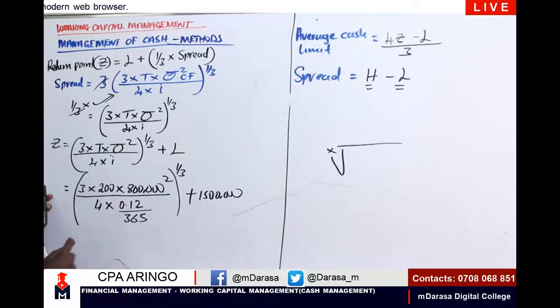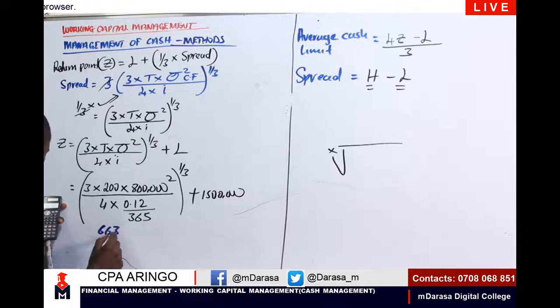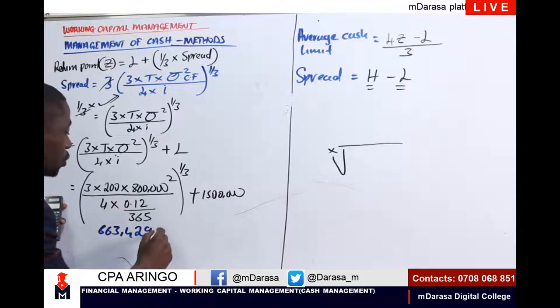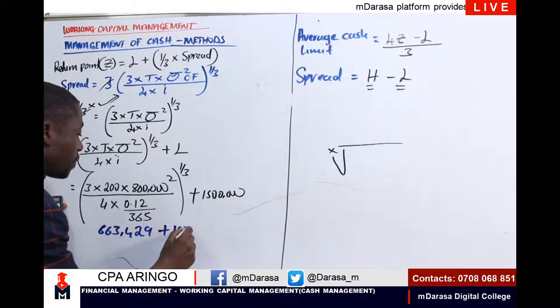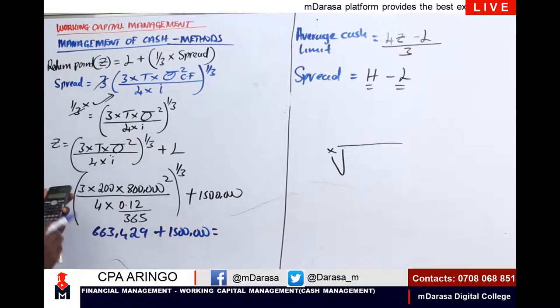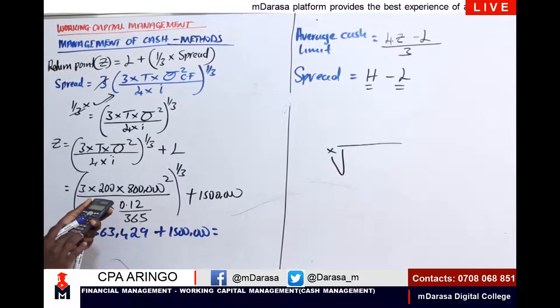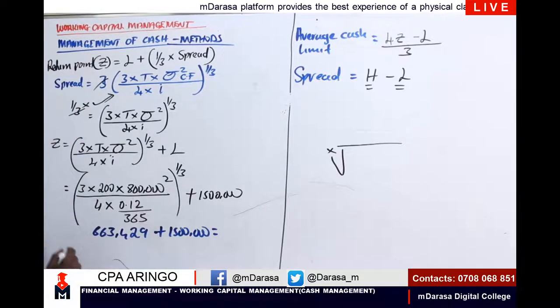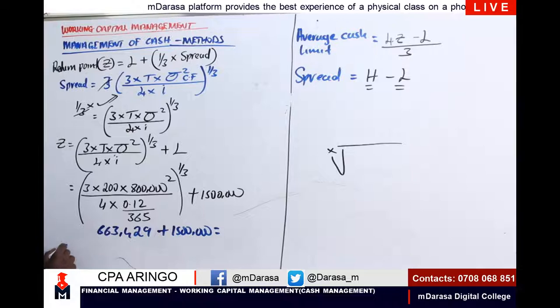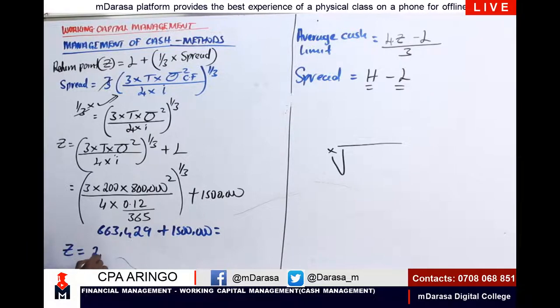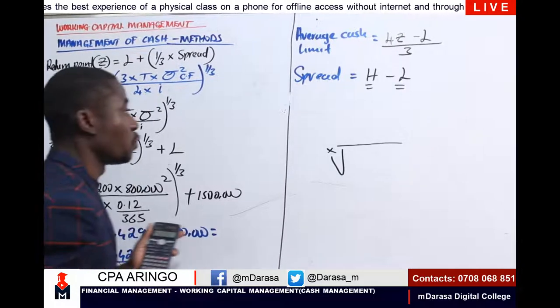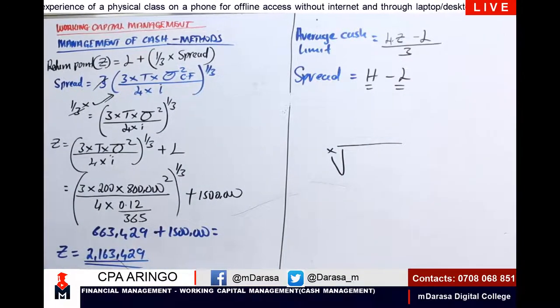In that case, Mwalimu is getting this figure, 663,429. That is the figure Mwalimu is getting. I need to add this to 1.5. So therefore, we can agree and say that our Z will be equal to 2,163,429. That is the figure Mwalimu is getting. Kindly, you can confirm with what you've computed on your end.